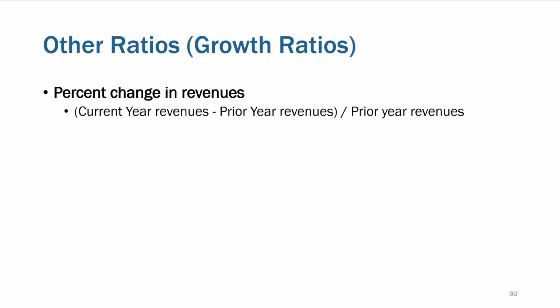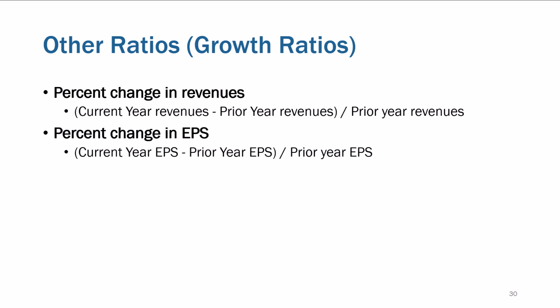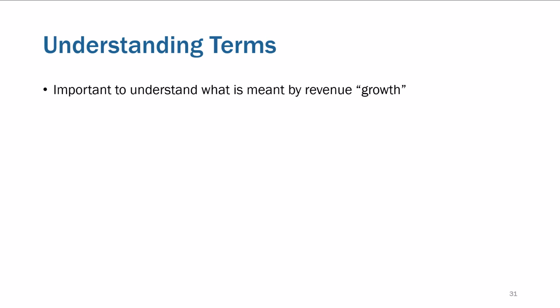Percent change in revenues: current year revenues minus prior year revenues, divided by prior year revenues. We could look at percent change in earnings per share: current minus prior, divided by prior. All right, these are two of my favorite growth ratios. Now, to understand these terms, we need to understand what is meant by revenue growth. Some companies will just say total revenue growth, or if they don't use the word total, if they just say we grew revenues by 8%, that implies total revenue growth.